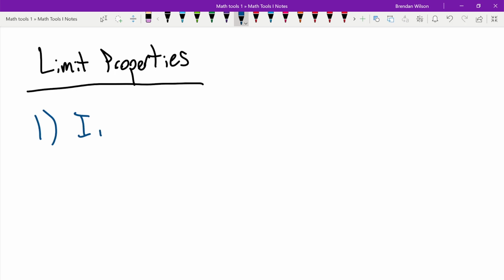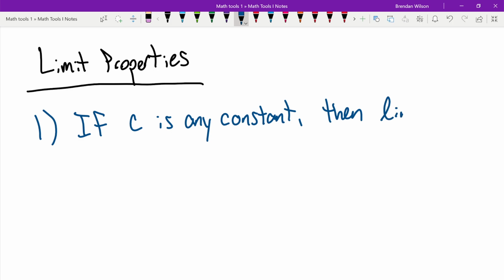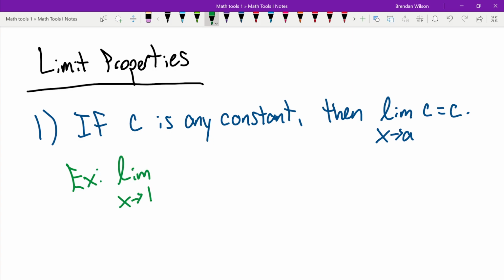So number one, if C is any constant, meaning that it's just a number, then the limit as x approaches a of C is equal to C, right? So, for example, if we have the limit as x approaches 1 of 5, it's just going to be 5. So it doesn't really matter what x is approaching in this case. It's just going to be whatever that constant is. And hopefully that would be pretty obvious from the graph of the constant function.